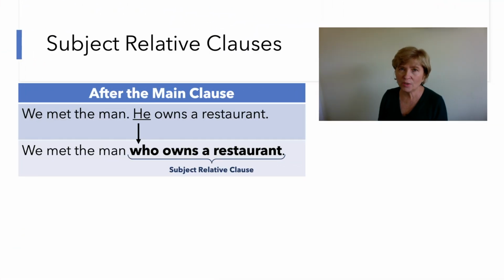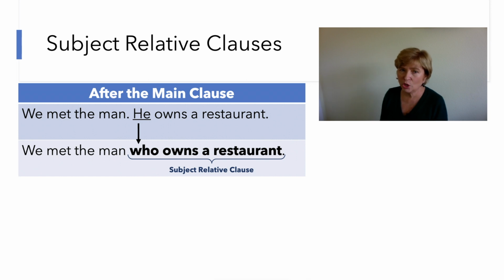If you have a sentence with a relative clause, you're going to have two clauses. The main clause, that's the one that can work as a sentence all by itself, and the dependent clause, which is the clause that can't be a sentence all by itself. I'll explain, but first let's start off by looking at what these subject-relative clauses look like. One way we make relative clauses is by putting them after the main clause. We want to talk about the man who owns a restaurant. We met him. If we want to tell you that information in one sentence, we're going to say, we met the man who owns a restaurant.